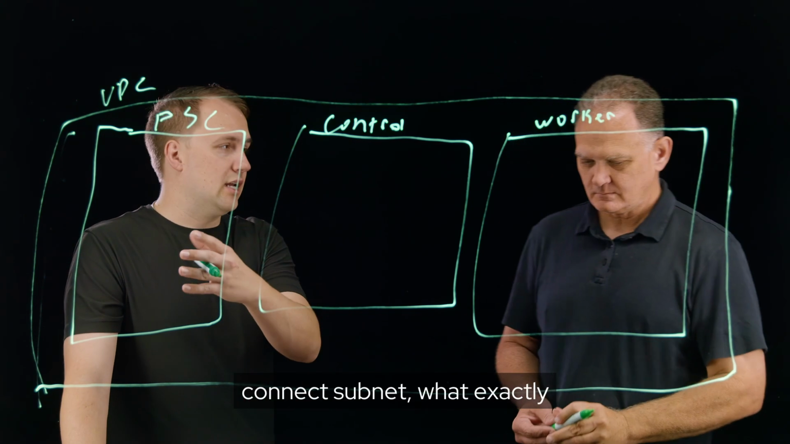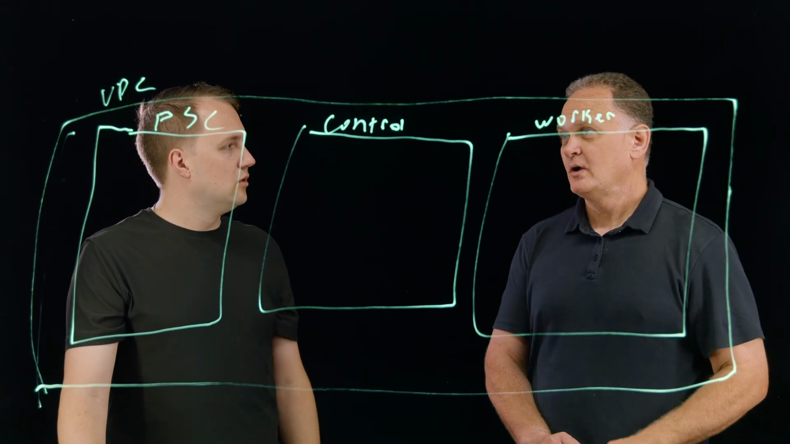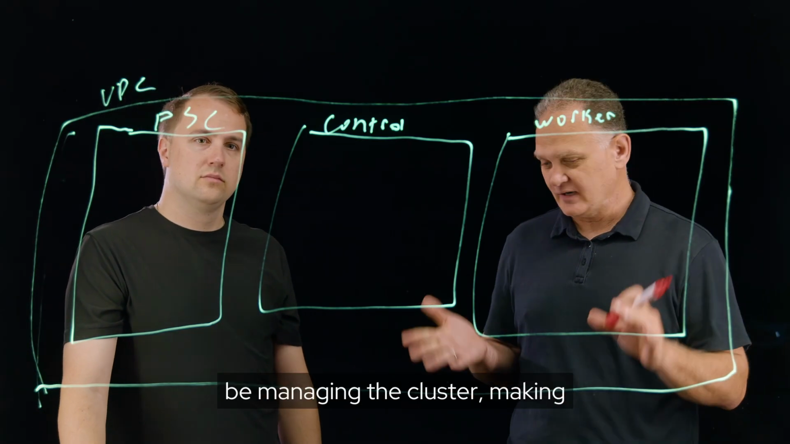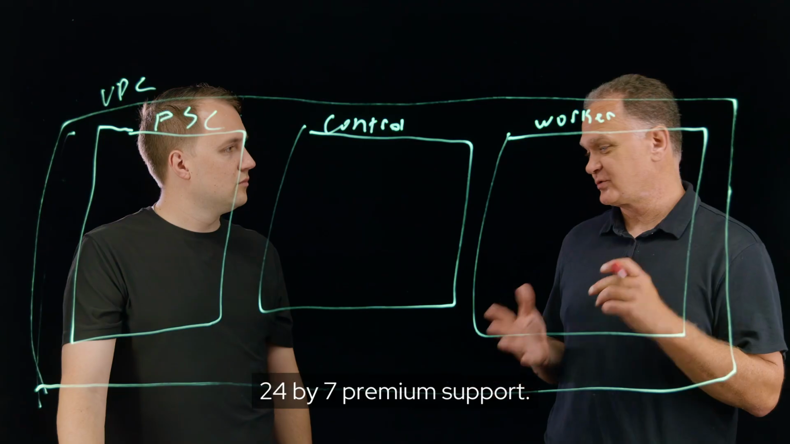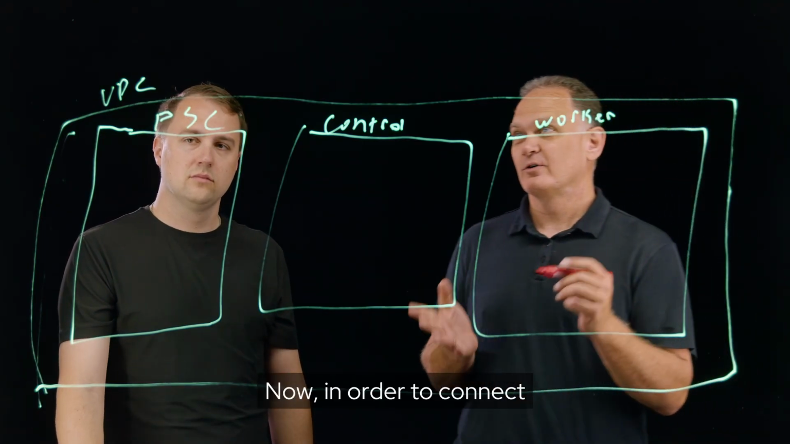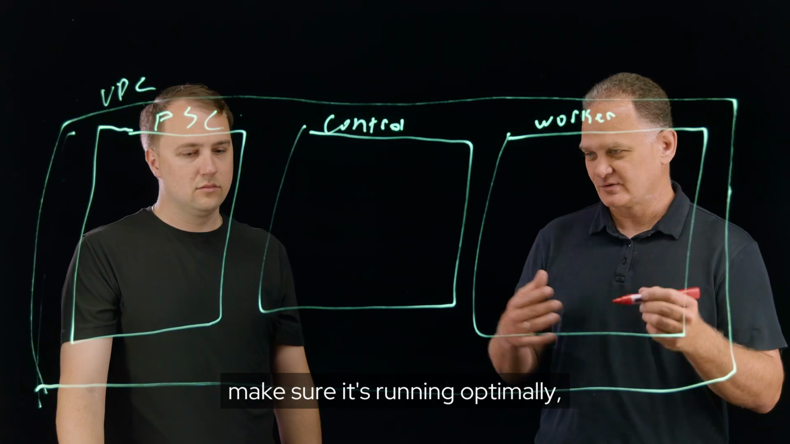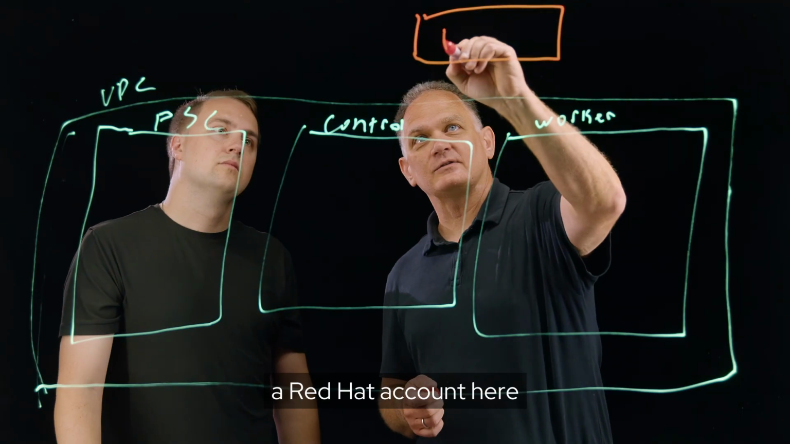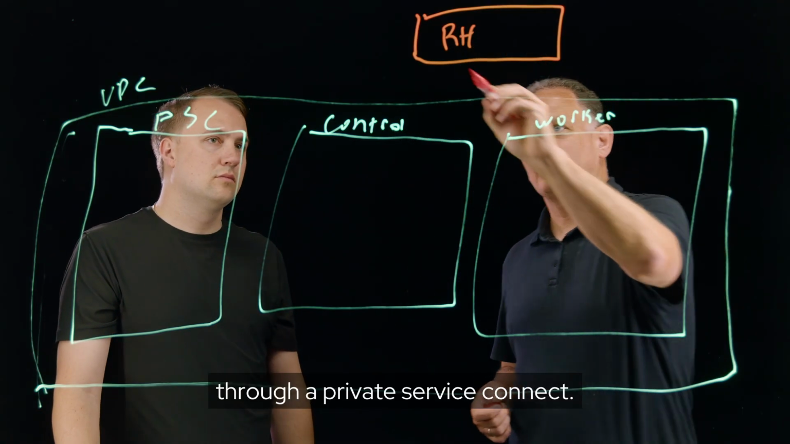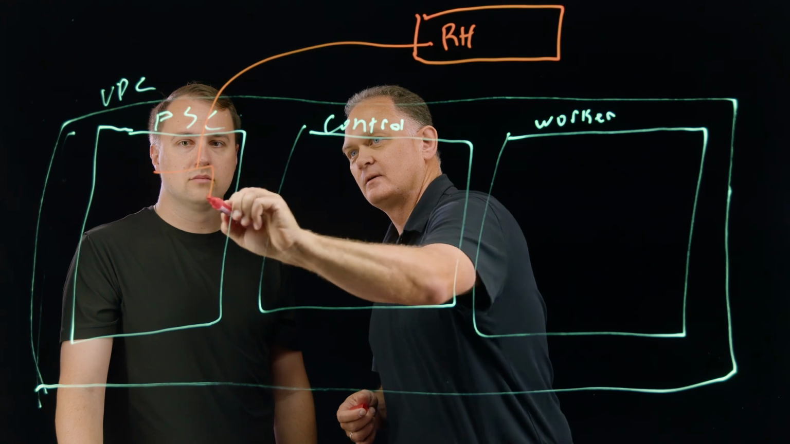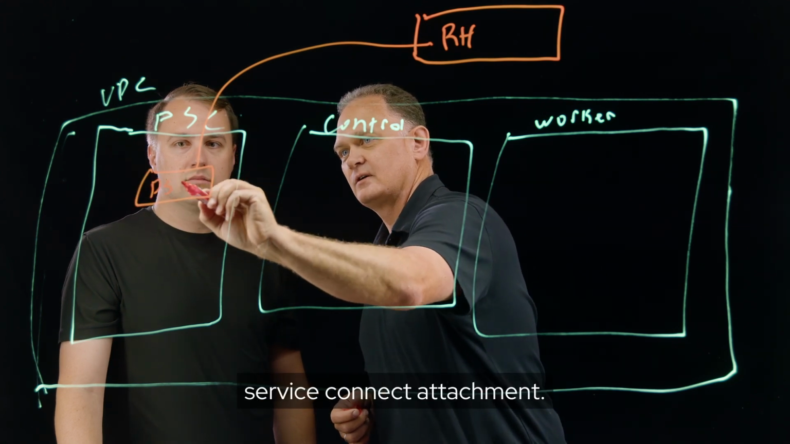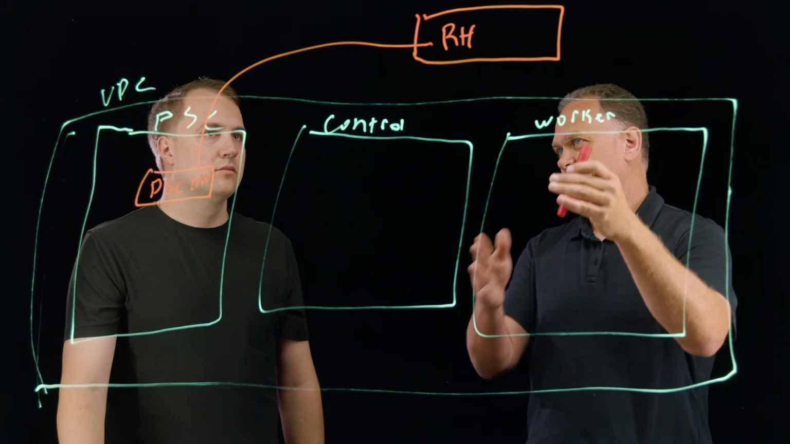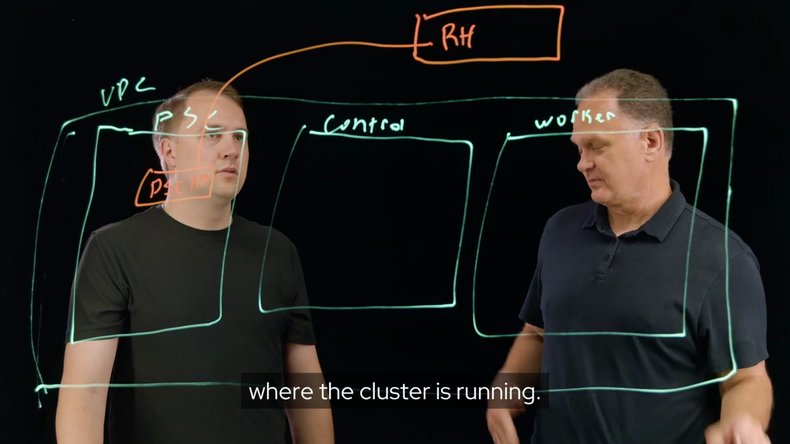So this Private Service Connect subnet, what exactly is it used for? So with OpenShift Dedicated on Google Cloud, it's a managed service. So Red Hat SREs are going to be managing the cluster, making sure it's running optimally and providing you 24/7 premium support. Now, in order to connect into the cluster to monitor, make sure it's running optimally, we're going to connect a Red Hat account here through a Private Service Connect. And we're going to have a Private Service Connect attachment.